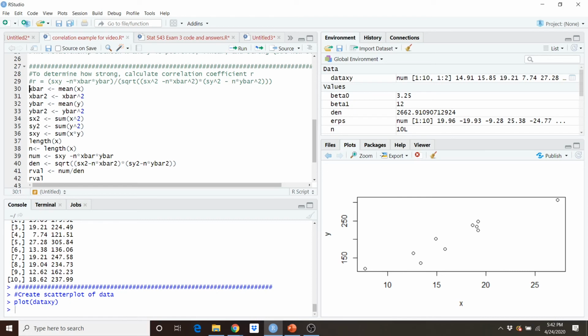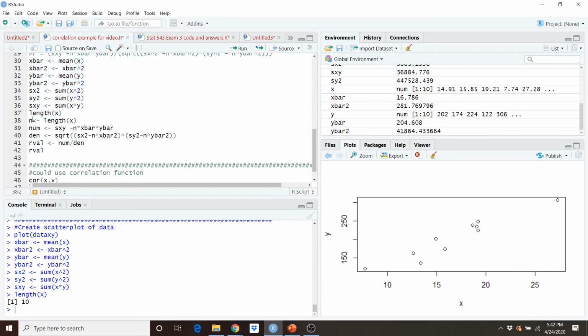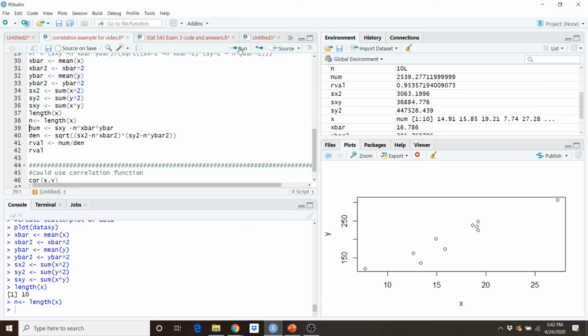And so here I've got x bar as my mean of x. I'm just going to run all this. I've got x bar 2 as the squared mean. I've got y bar, which is the mean of y, and then y bar 2 is the squared mean of y. Sx2 is the sum of the squared x values. Sy2 is the sum of the y squared values. Sxy is the sum of the xy's. Length of x is just how long is x? Well, there are 10 values in x. And so I'm going to set n equal to the length of x, which is 10.